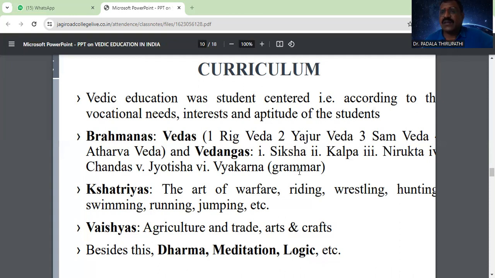And the second Varna, that is the Kshatriyas. The Kshatriyas learned, as part of the curriculum, the art of warfare, and they were trained in riding horses.